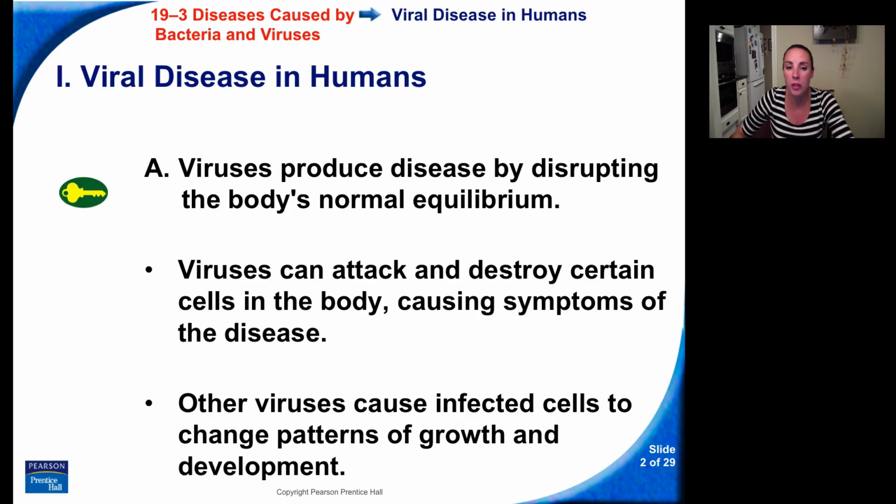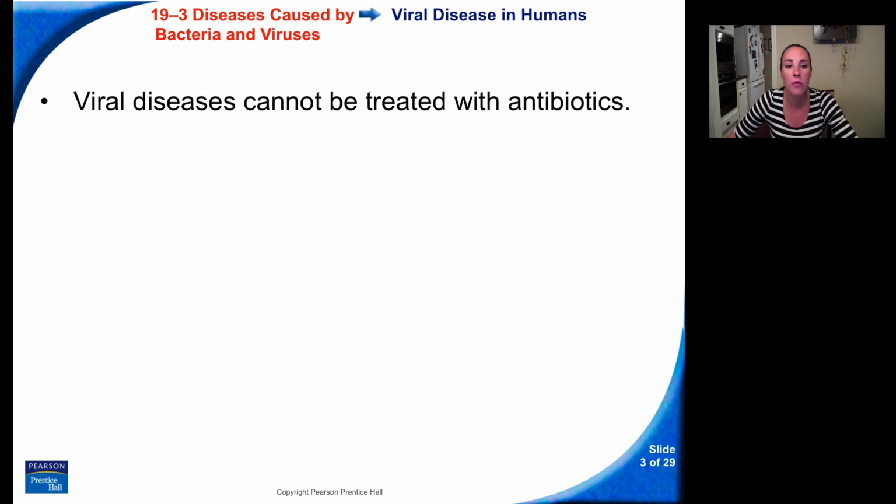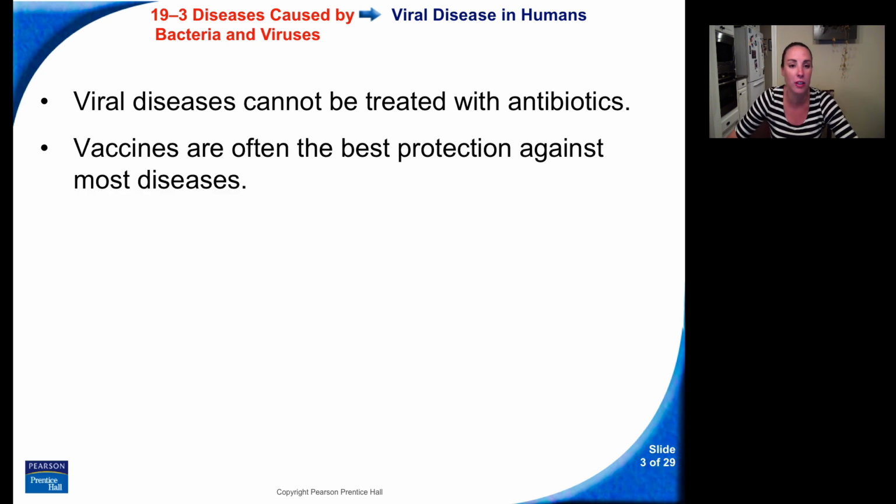Viral disease in humans. Viruses produce disease by disrupting the body's normal equilibrium. Viruses can attack and destroy certain cells in the body, causing symptoms of disease, and other viruses cause infected cells to change patterns of growth and development. So viral diseases cannot be treated with antibiotics. Okay, you can't go to the doctor and get an antibiotic and be cured.